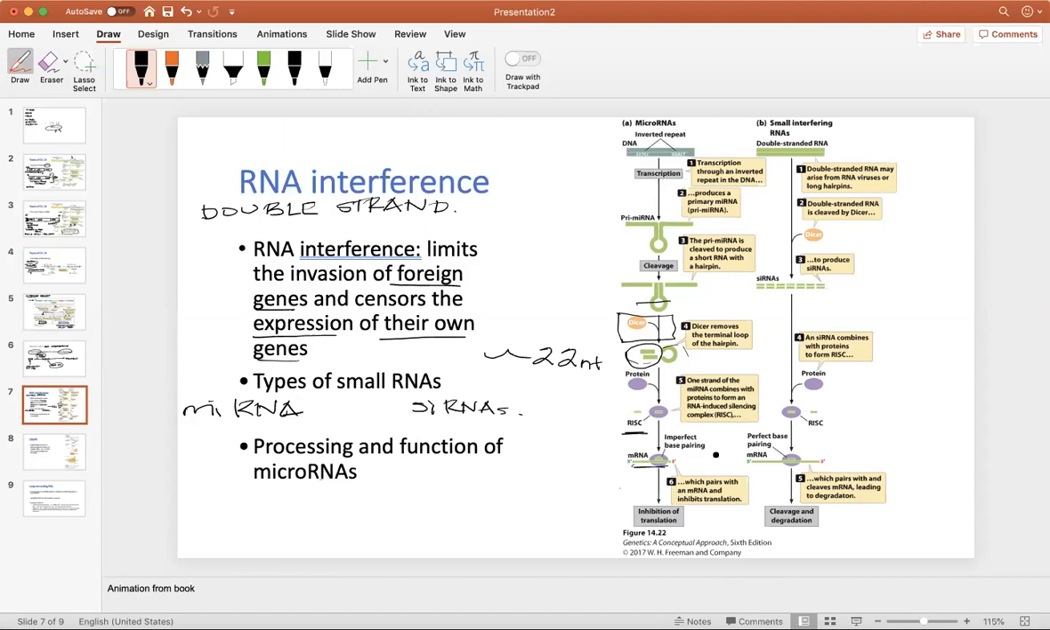Okay. Let me show you a quick animation just to make sure that that's really clear for you guys. So quick animation here. We're going to go back here. Oops. Sorry, my computer's kind of going crazy. All right. That is the one that I want. And I want RNA interference. There you go.